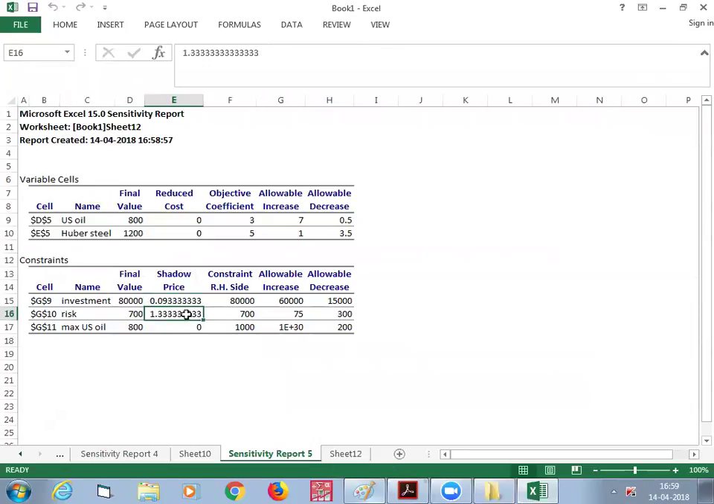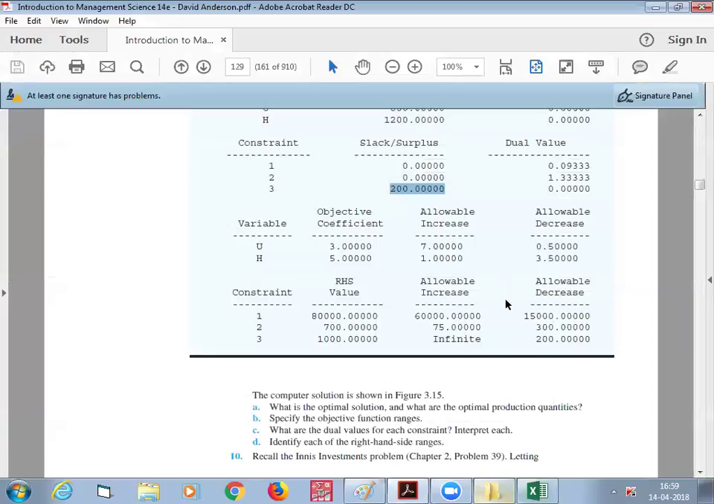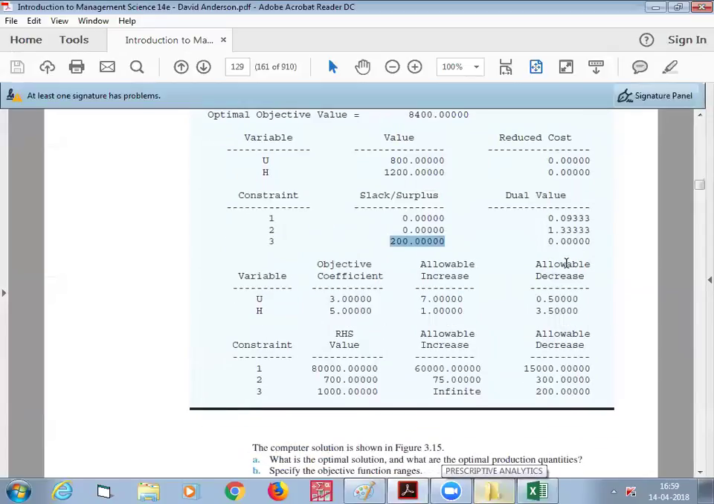And what is this, 1.33? So if I increase my maximum risk tolerance by 1 unit, how much does my return increase by? 1.33. So it's like the trade-off between risk and return at the optimal solution. Okay, so that's what this 1.33 here means, and these are the coefficients.